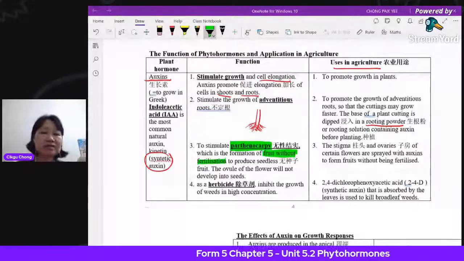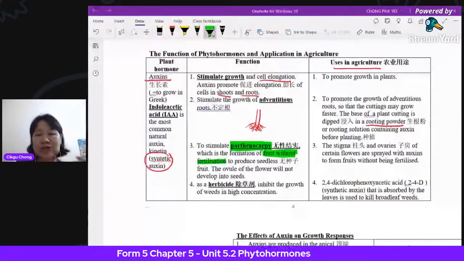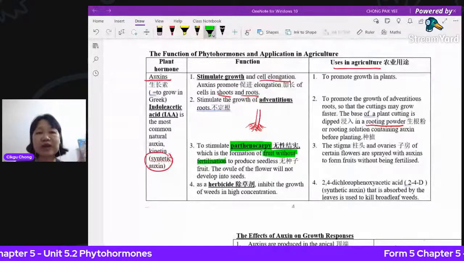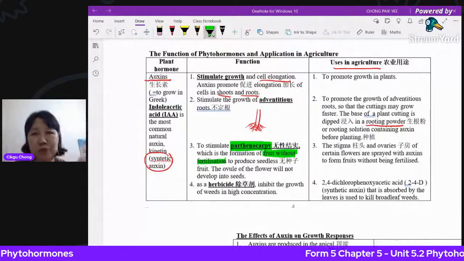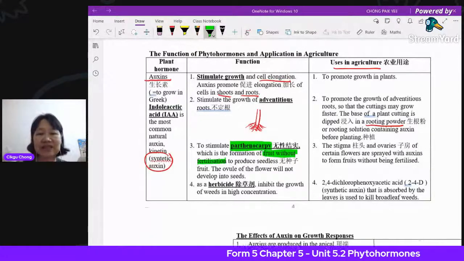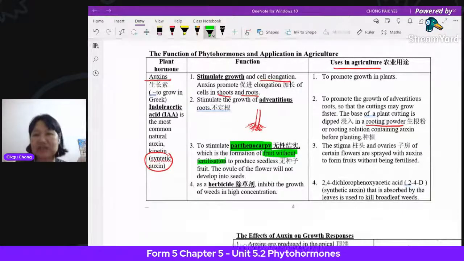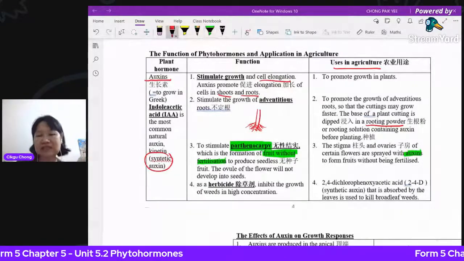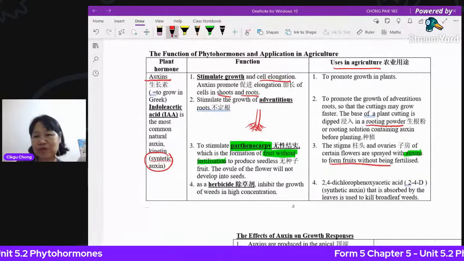Yeah, so there's no seed because the ovule has no chance to develop into a seed. Just spray this hormone, it becomes a fruit. Okay, so the stigma and the ovaries of the flower are sprayed with auxin. So you put auxin there, it will form fruits. Interesting, isn't it?